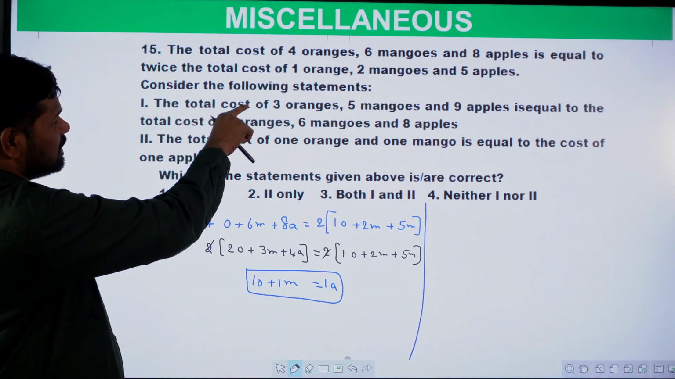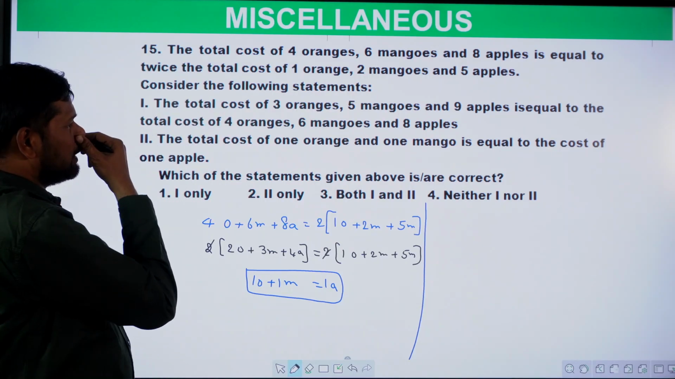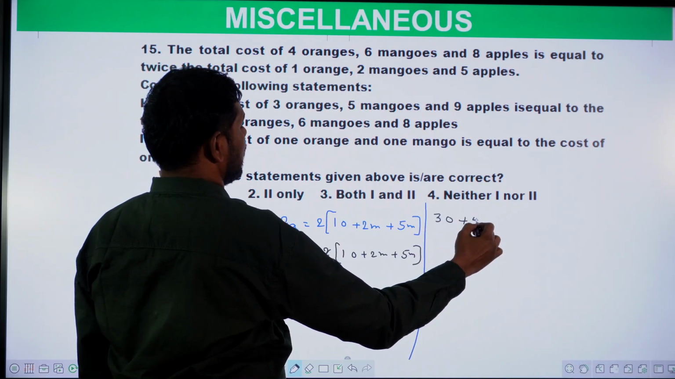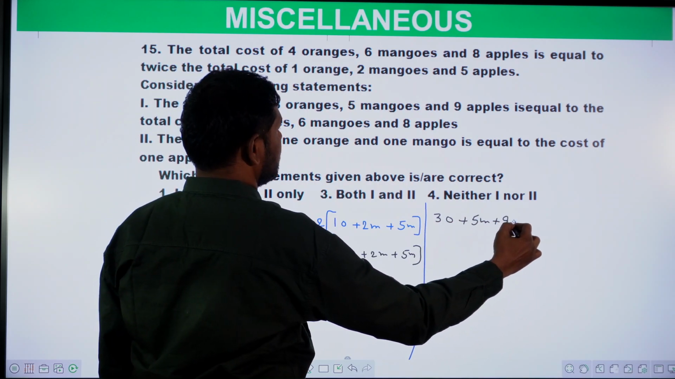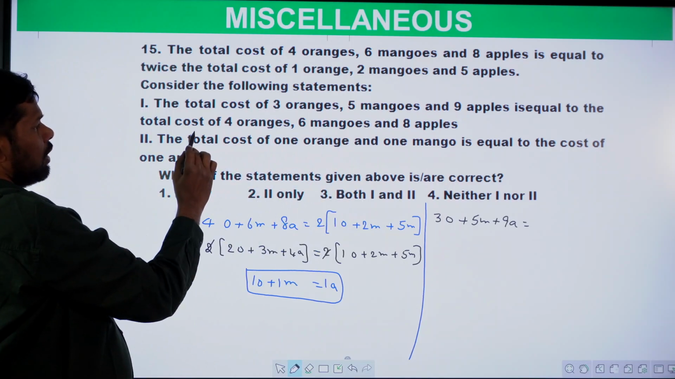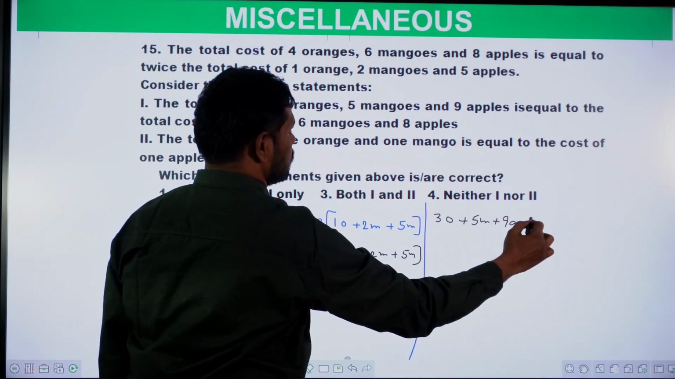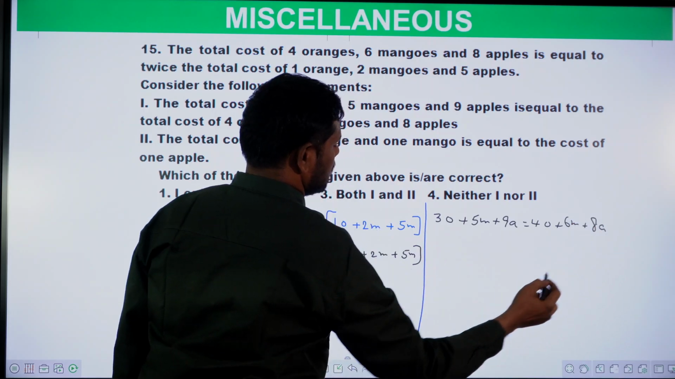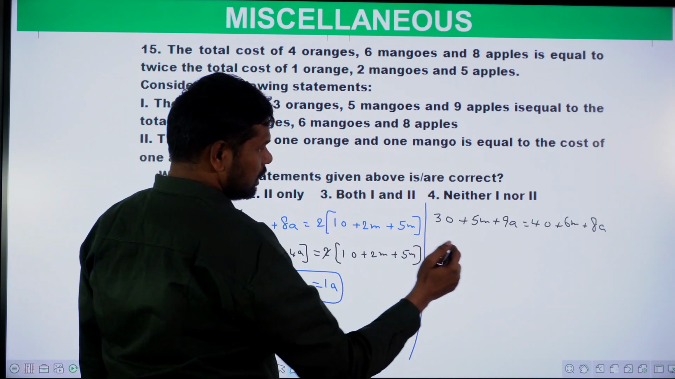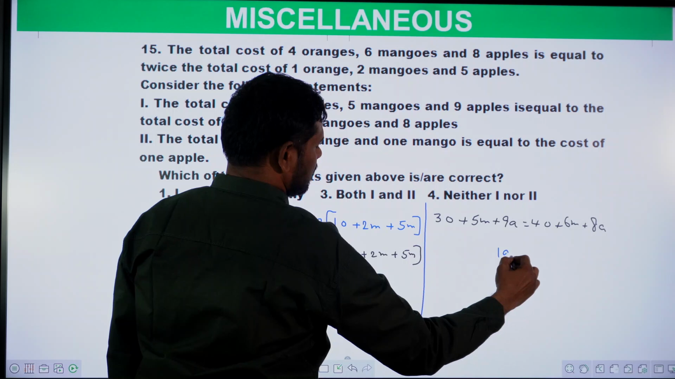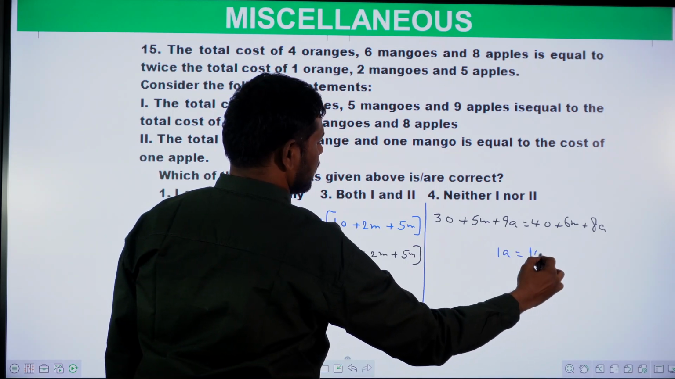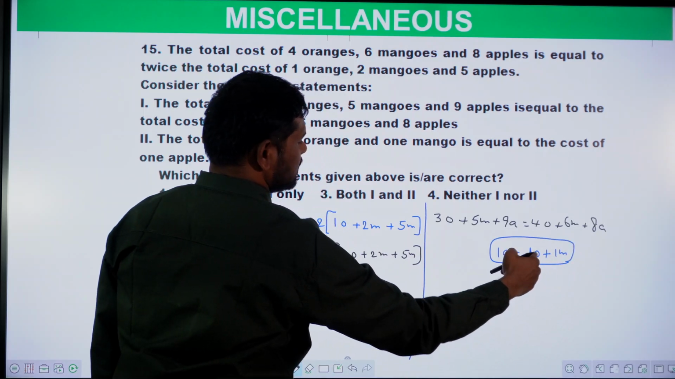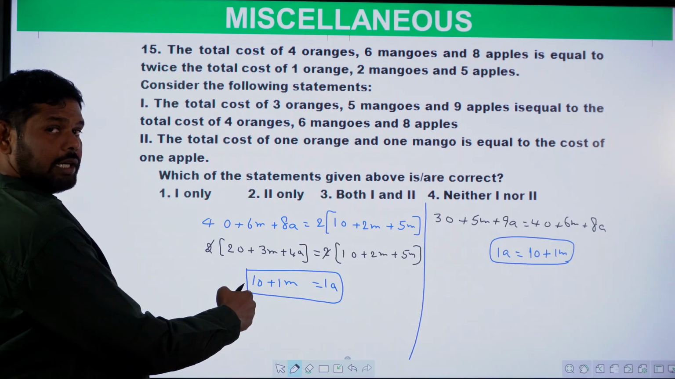Next, some statements are given. In the first statement, the total cost of 3 oranges plus 5 mangoes and 9 apples is equal to the cost of 4 oranges, 6 mangoes and 8 apples. Now again, find out this. 9 minus 8, 1 apple cost equals 4 minus 3, 1 orange plus 6 minus 5, 1 mango. 1 apple cost equals 1 orange plus 1 mango. According to the given data, correct.